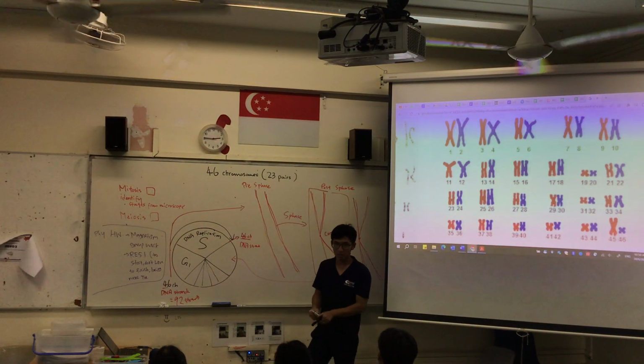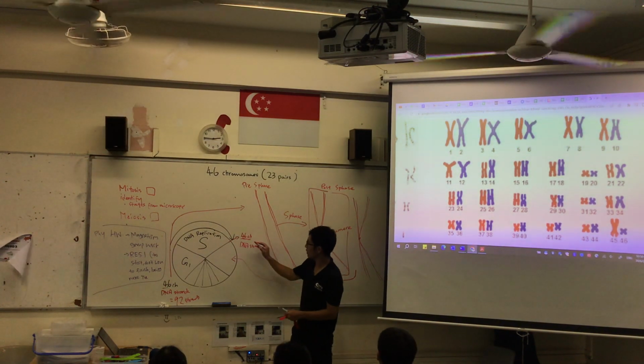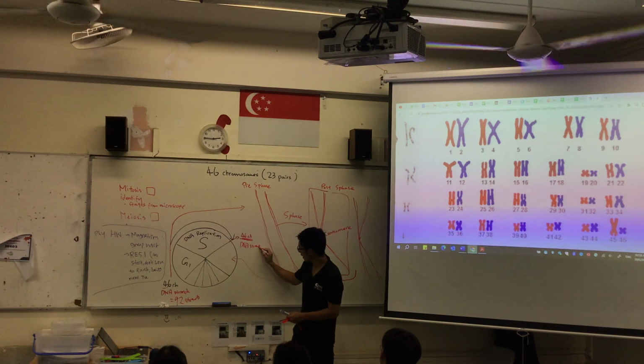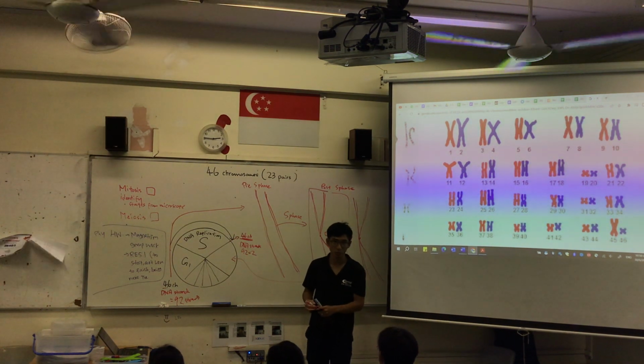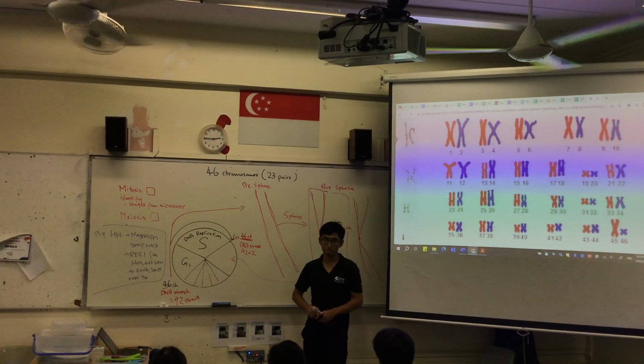Okay, so following. So what has changed? We have the same number of chromosomes, but what has changed is that actually I have 92 times 2 now DNA strands in total. Following?